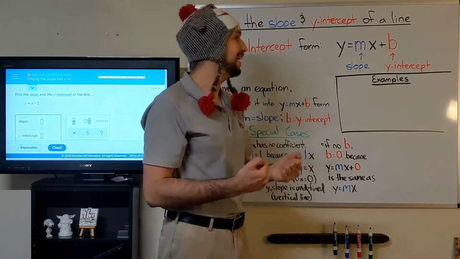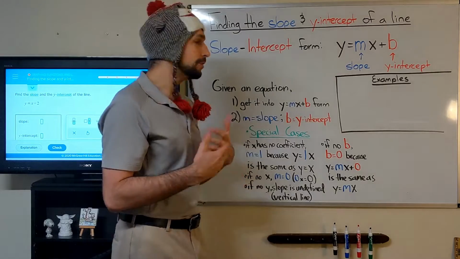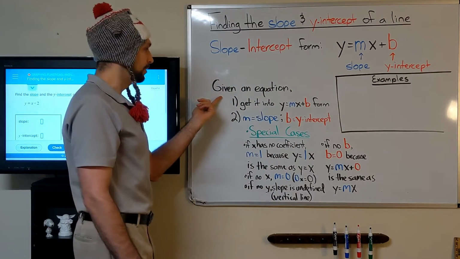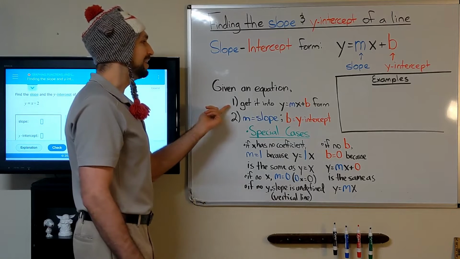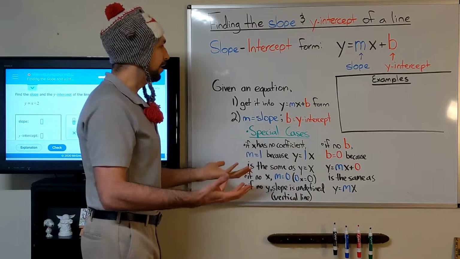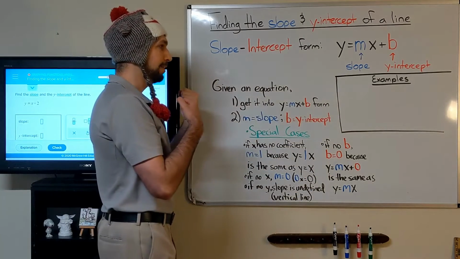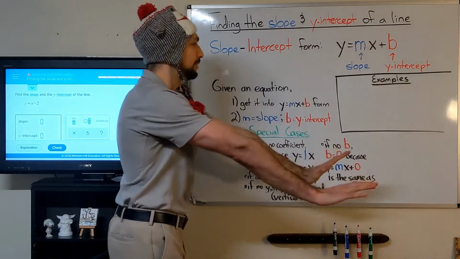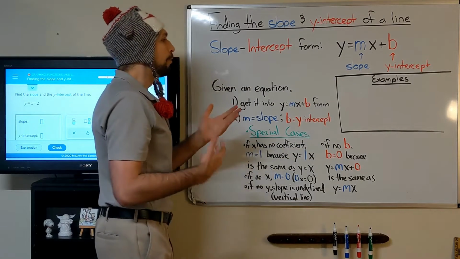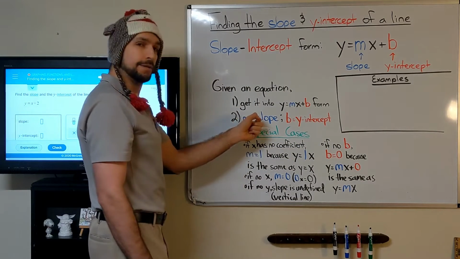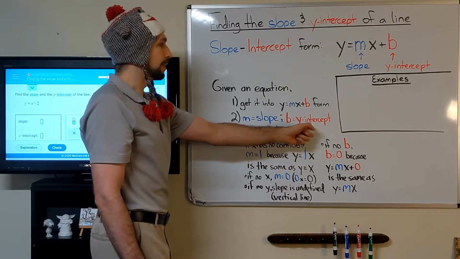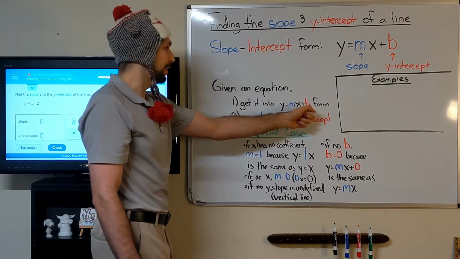Sometimes, unfortunately, it isn't in this form though. So generally, our strategy here is, when we're given an equation, the first thing we want to do is get it into y equals mx plus b form. That means using algebra to get all the y's to the left side, all the x's, their coefficients, and the constants to the right side. Once we have that, we should be able to find our slope. It's just going to be the coefficient of x, and our y-intercept will just be the constant on the end of the equation here.